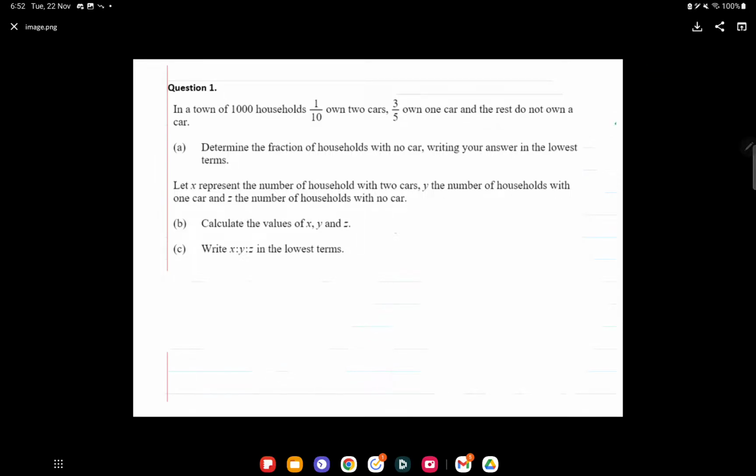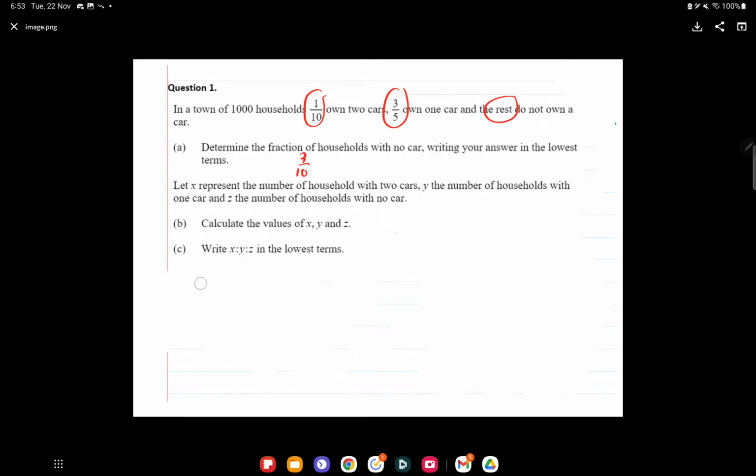Okay, alright. This one: in a town of 1,000 households, 1/10 own 2 cars, and they ask you to find the fraction of households with no car, giving the answer in the lowest terms. So the fractions must add up to 1. Let's say that's x. Simply, it's 1 minus the sum of the other two. That'll be 6 over 10, and that will be 7 over 10 if you add them together. And so x would be 1 minus 7 over 10, which is 3 over 10. That's the fraction, not the B and C. Okay, so far we've got 3 over 10.